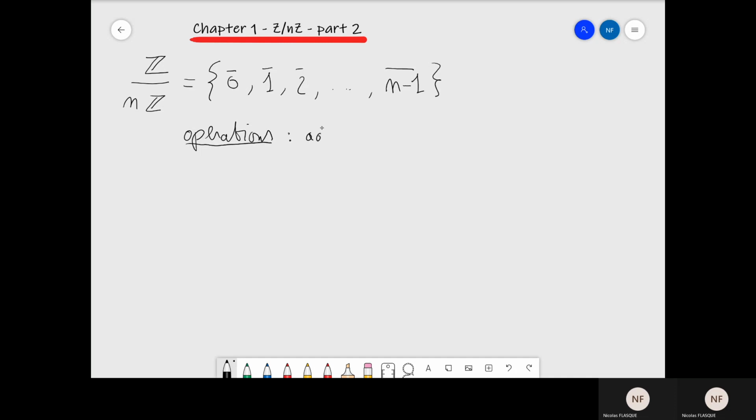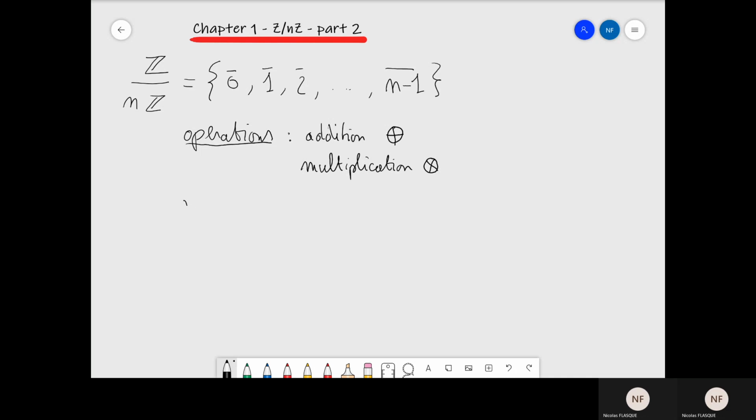The first one is a sort of addition, written with a circle plus, just to make the difference between the standard addition we know and the addition in Z over nZ. We also have a multiplication operation, which is a circle times operation. So how do those operations work? Actually, they are not very far from what we know with standard addition and multiplication.